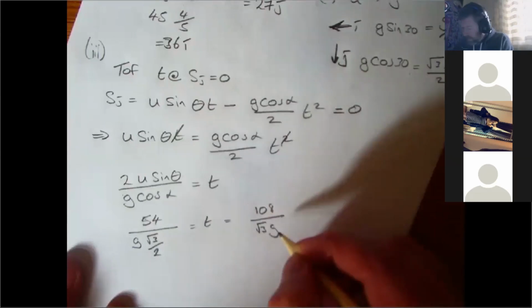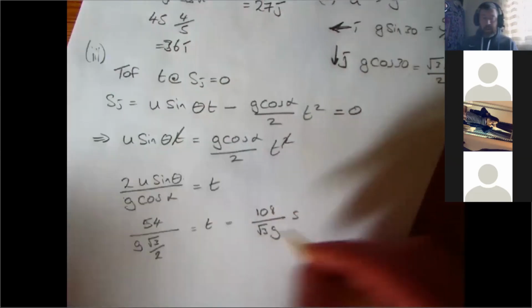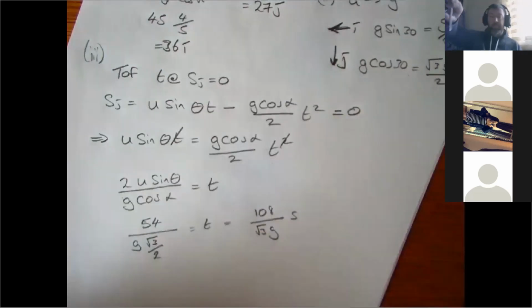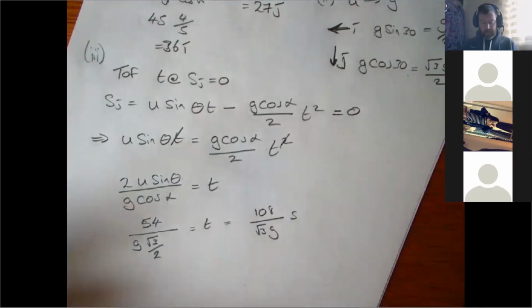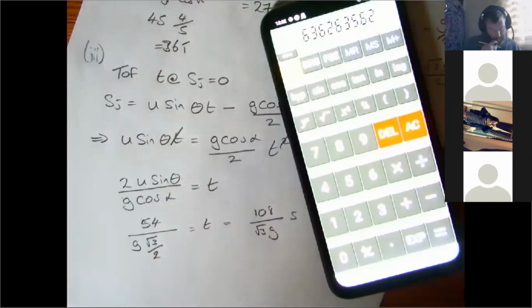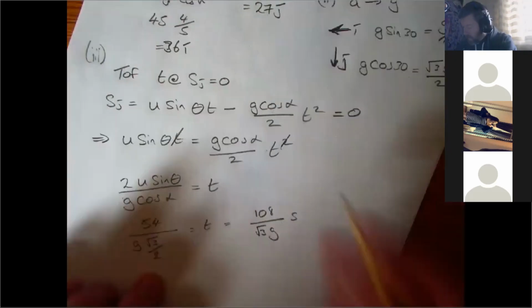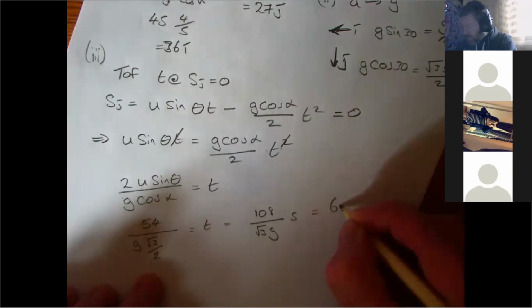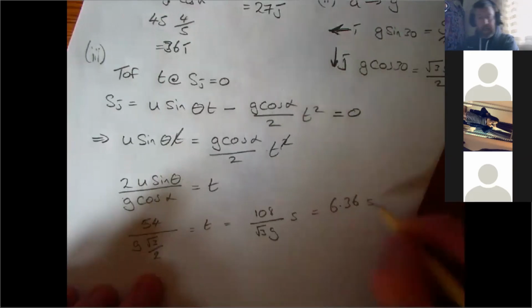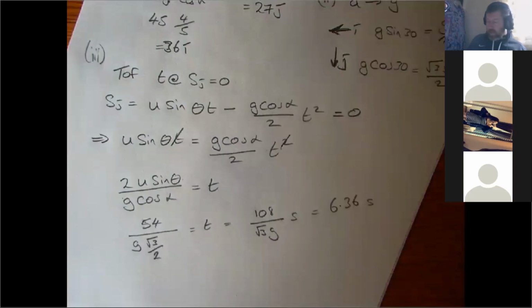And that's in seconds. That's a number. It might not look too much like a number, but it is a number. And that number is 108 divided by root 3 divided by 9.8. And it's 6.36 seconds. It then says find the range along the inclined plane.